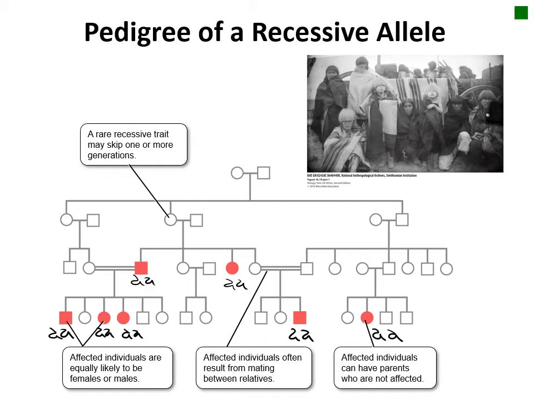From there, you can often fill in other information. For example, these two parents must be heterozygous because they do not show the trait, but they had to have the recessive allele to pass to the next generation. They were both carriers of albinism.